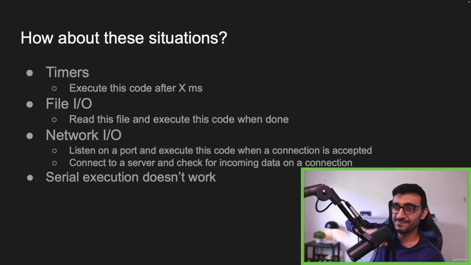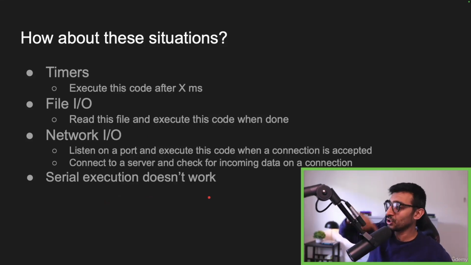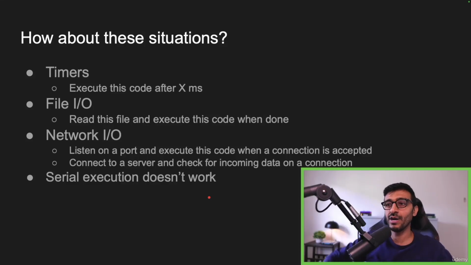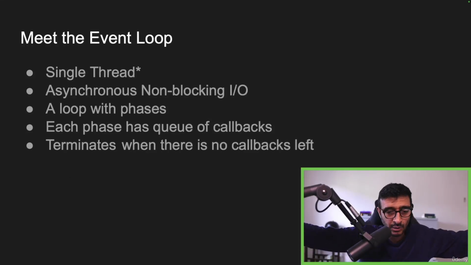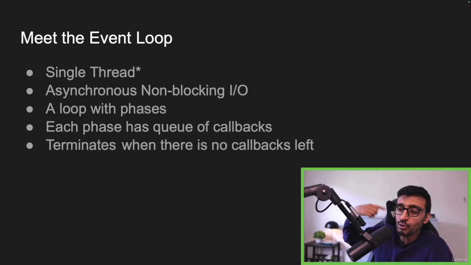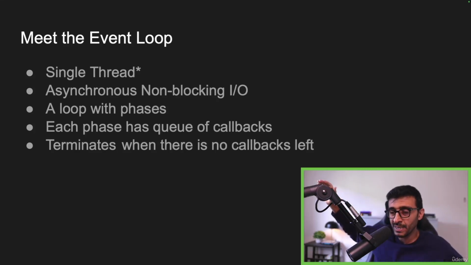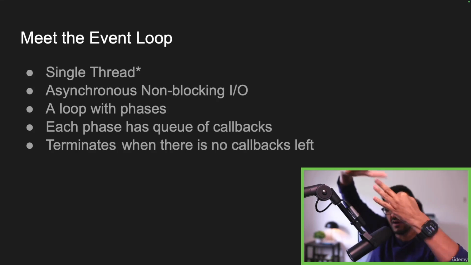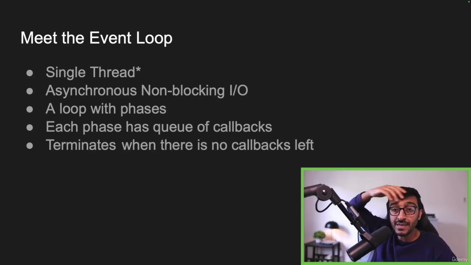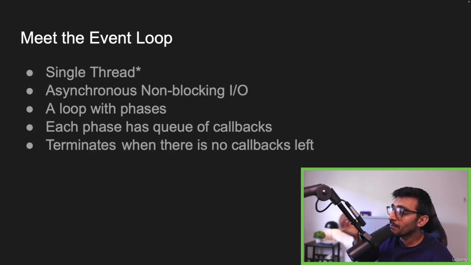So we need to loop. That's why serial execution doesn't work anymore. We need to come back and check and check and check. And that's where we have the event loop. Meet the event loop. It's an event, a bunch of things happening. IO is happening, stuff happening. So we need to keep looping literally until there is no work for us to do, right? Timers, network IO, file IO, things like that I need to do. I need to continue my loop.